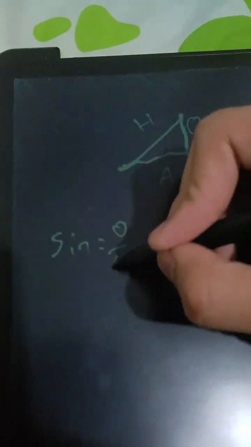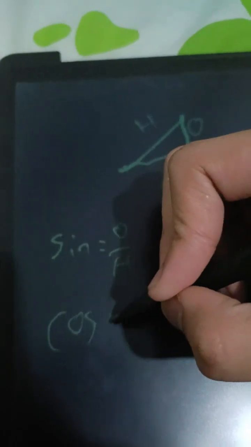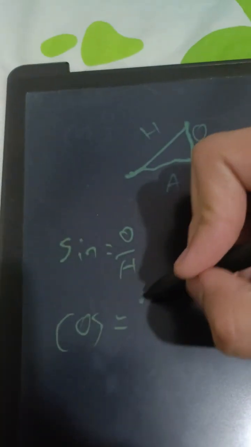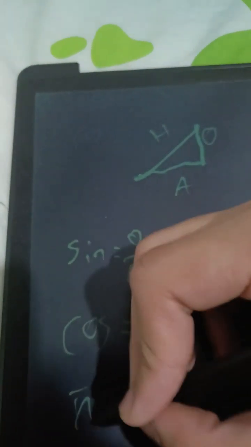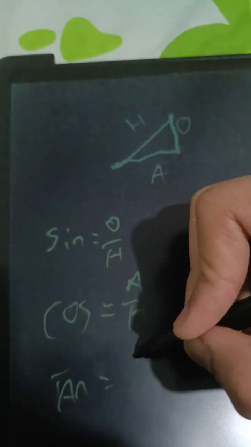Cos A. Grab a right angle triangle. I don't know, whatever you want to make it. Example is SOH CAH TOA. Now, we remember this. Sin is O and H. Cos is A and H. Tan is O and A.